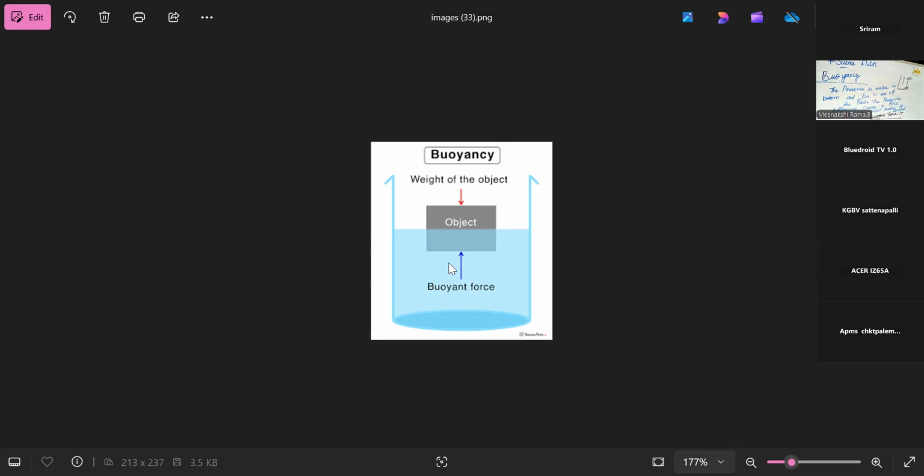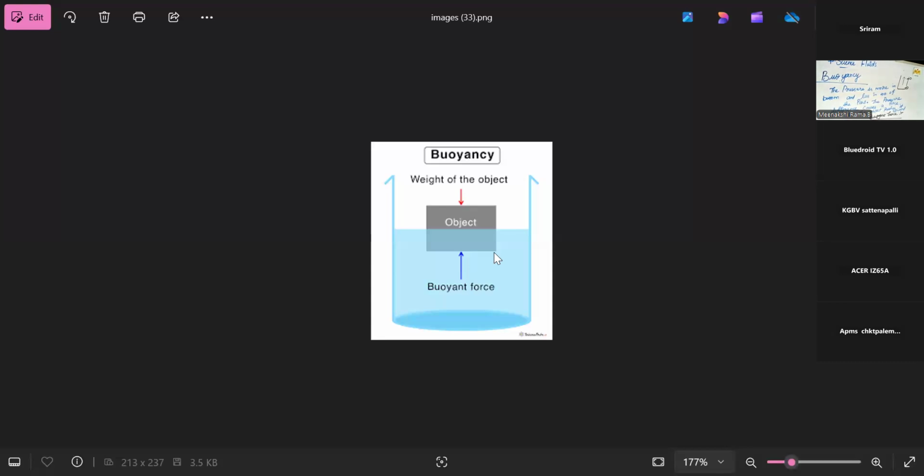So this kind of object is called positively buoyant. The second one: the object weighs more than the amount of water displaced. How much water is displaced compared to the object? That kind of object is called a negatively buoyant object.